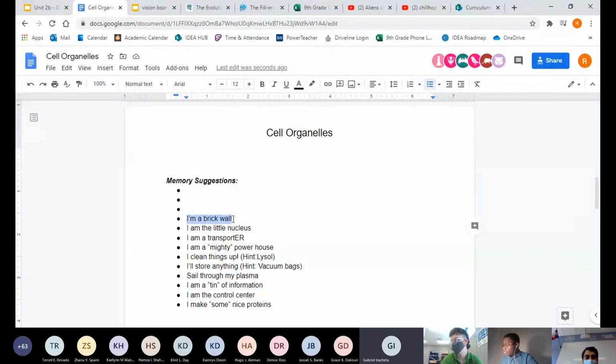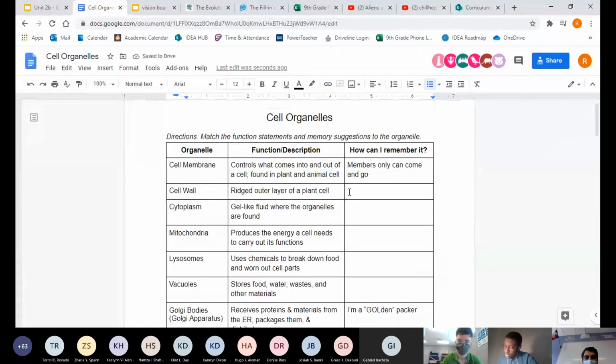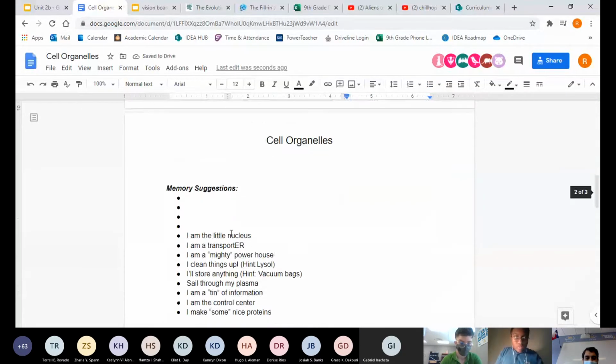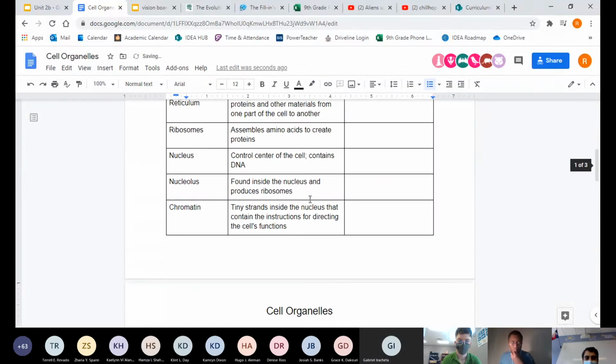Brick wall. Okay, so I said this one a second ago. Brick wall. That's going to be cell wall. Very good. A big brain. Little nucleus. We mentioned a second ago as well. What was it, the one that's called? Nucleolus. There you go. Very good.